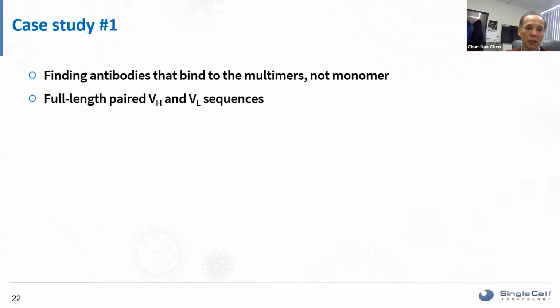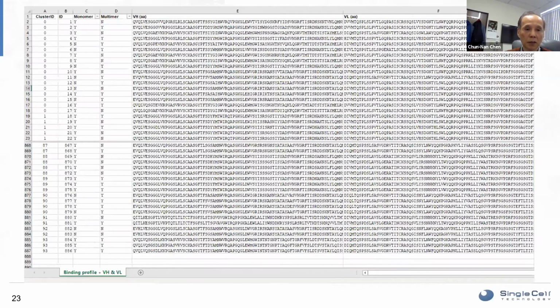So this is at least a deceptively simple case study here, but to find these using some of the conventional technology is very labor intensive, but we do that in a parallel fashion. So we do it in a month. So here is the number of antibodies we found. And let me just guide you through this.